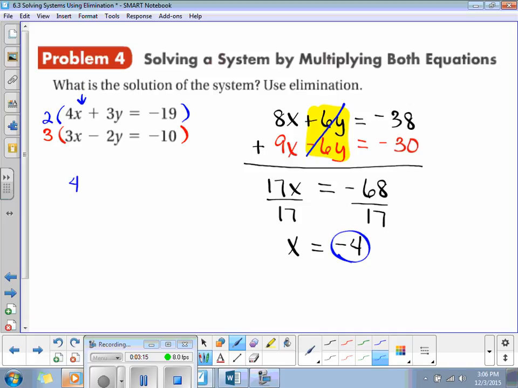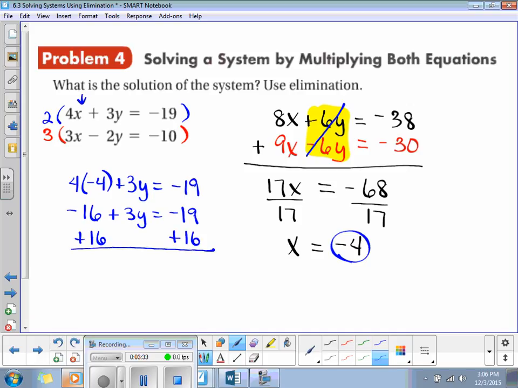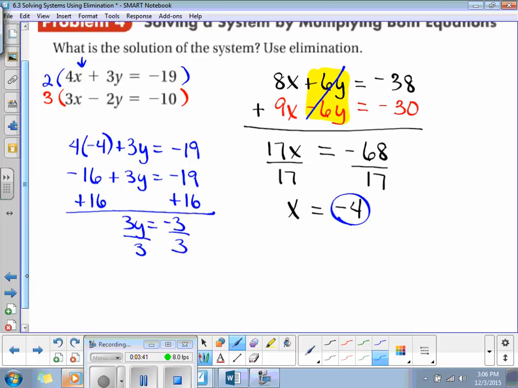So we've got 4 times negative 4 plus 3y is equal to negative 19. So negative 16 plus 3y is equal to negative 19. We'll add 16 on both sides. So 3y is equal to negative 3. Divide by 3. And y is equal to negative 1. So my solution, x comma y, is negative 4 comma negative 1.